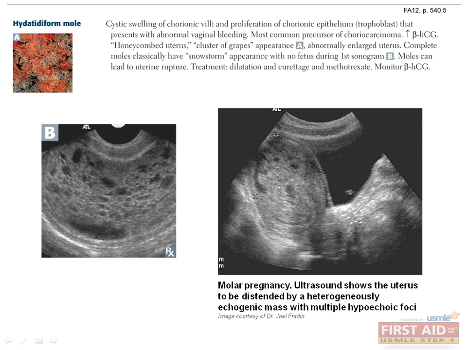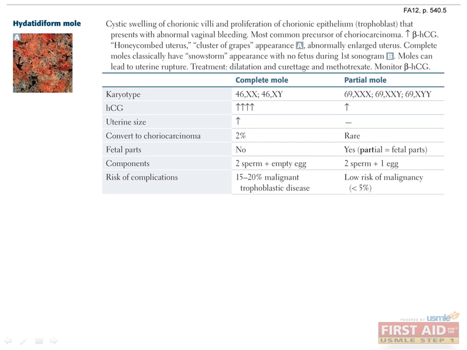The classic way to diagnose hydatidiform mole is by ultrasound, where you have a characteristic snowstorm appearance. These two images show an endovaginal and sagittal ultrasound, both showing the heterogeneously echogenic mass with multiple hypoechoic foci consistent with molar pregnancy. Snowstorm appearance on ultrasound is another one of those medical buzzwords that's worth knowing because it's always used in this context.